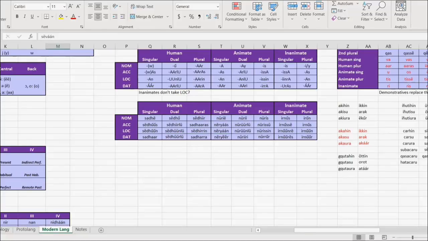Now, I might still play around with the idea of maybe the stress now falls on the closest closed syllable to the end of the word, maybe? But I will think about that more in due course.